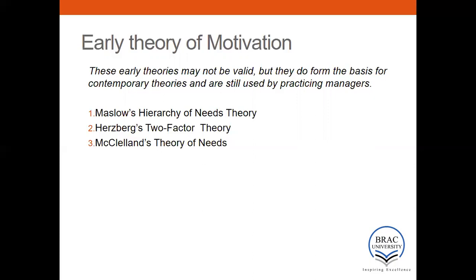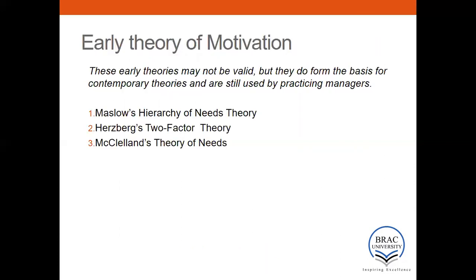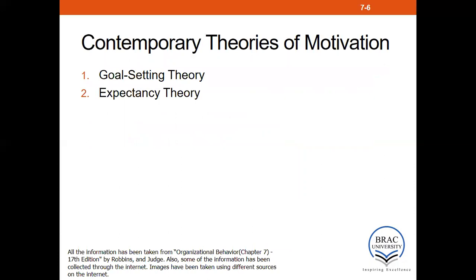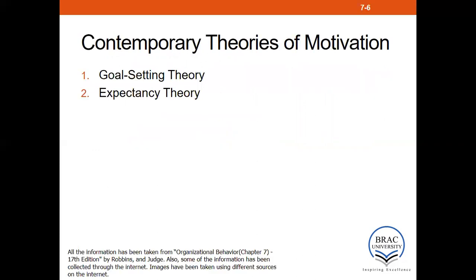Now these early theories give you the basics, and they helped the other contemporary theories to take shape. The other contemporary theories are these 2 theories: goal setting theory and expectancy theory. Now what are early theories and what are contemporary theories? Early theories were developed in earlier stages, and based on these early theories, we get the contemporary or new theories of motivation.